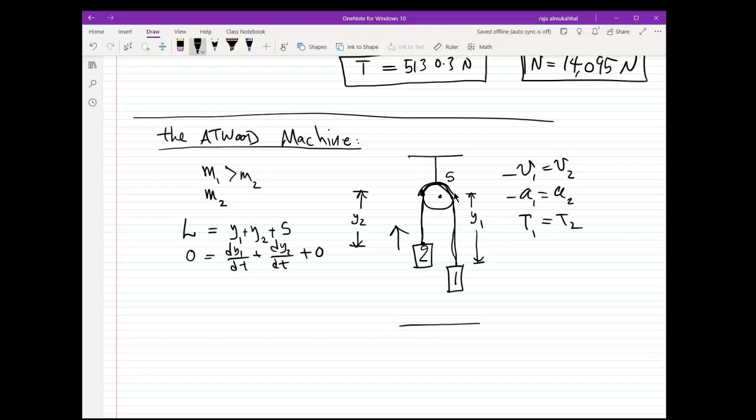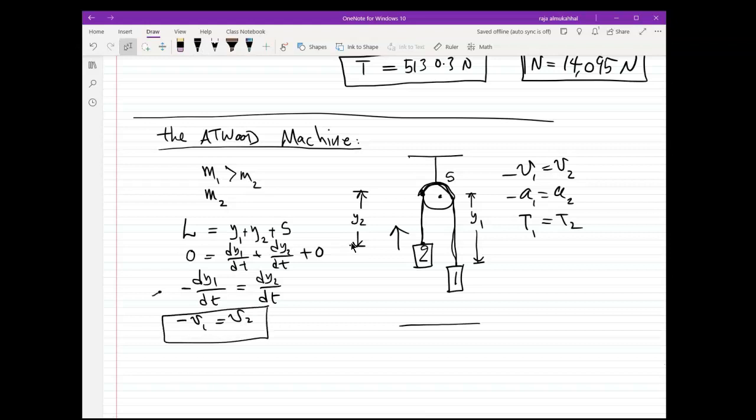Now I can move one of them to the other side. Say I want to move dy1/dt to the other side. That gives me minus dy1/dt is equal to dy2/dt. Well, what is dy1/dt? It's nothing but the velocity. So basically this is minus v1 is equal to v2, and I have just proved this one. You see that?